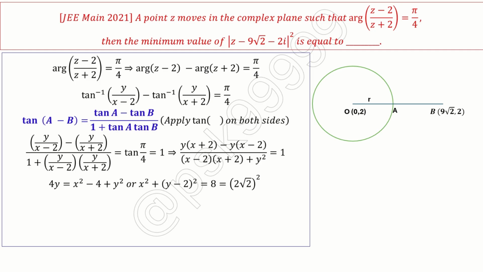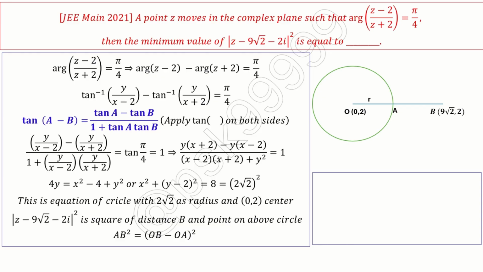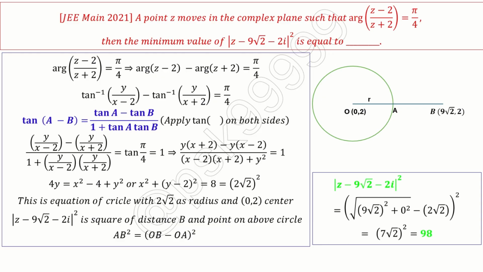So it is a circle equation with center at 0 comma 2, and z lies on the circumference of this circle, and what we are looking for is the square of the distance from 9 root 2 comma 2, right? So if I do exactly the same calculation, you will get the answer 98. Two different ways of solving the same problem. You choose whichever is easy. For me, both are equally easy, equally tough.